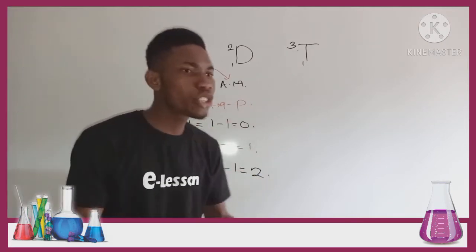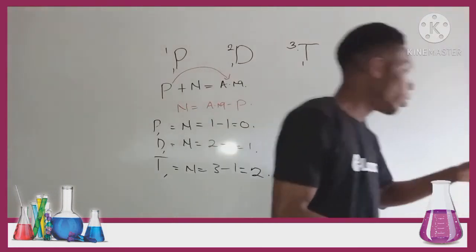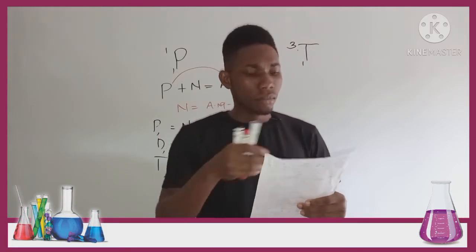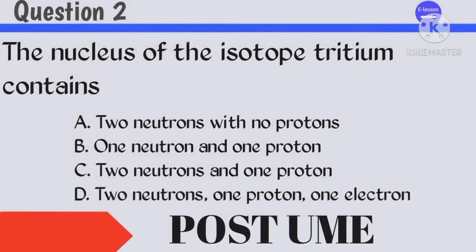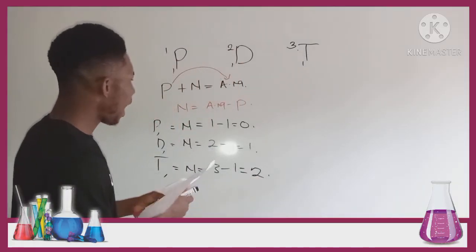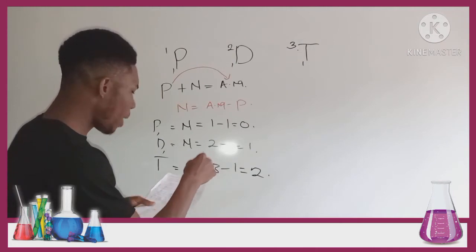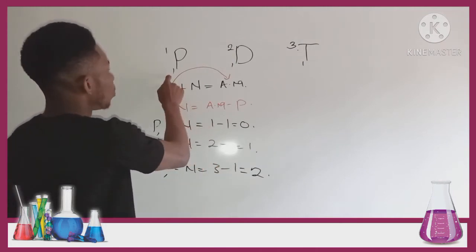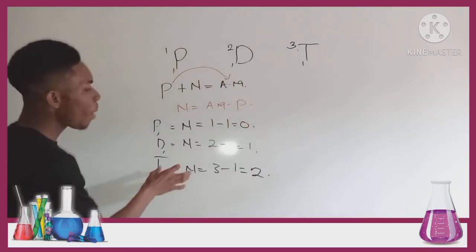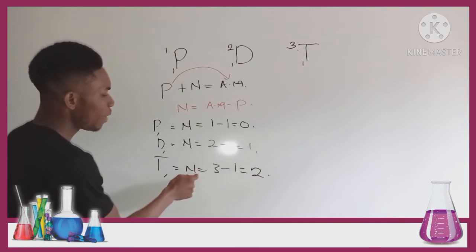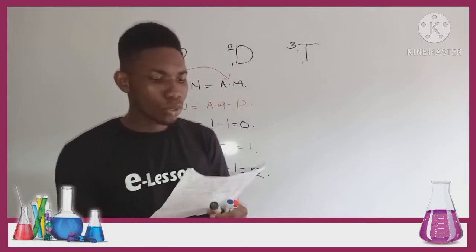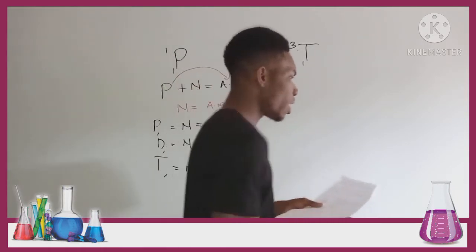Now they ask you, what is the constituent of tritium? Now we have option A. The correct option is option C. From the illustration, we can see that tritium has 1 proton, because all of them have the same number of protons. Then how many neutrons does it have? 2. We said n for tritium is equal to 2. So the composition is 2 neutrons and 1 proton. So that is basically it for this question.